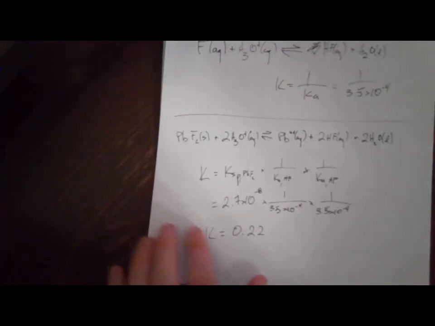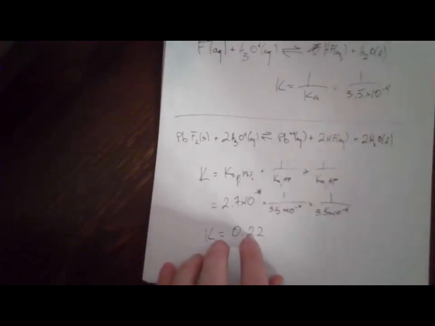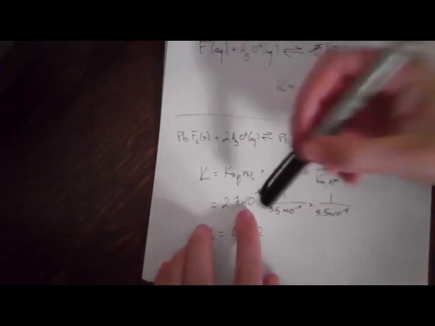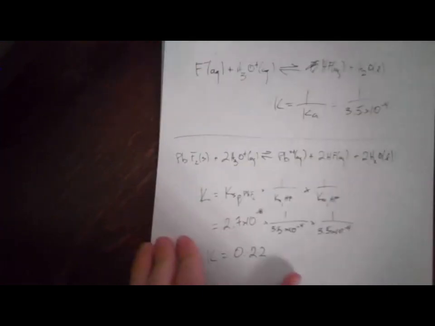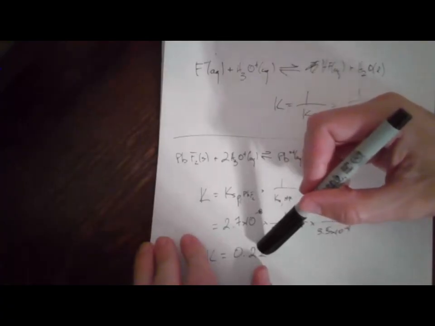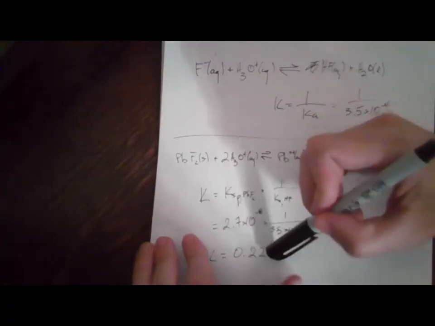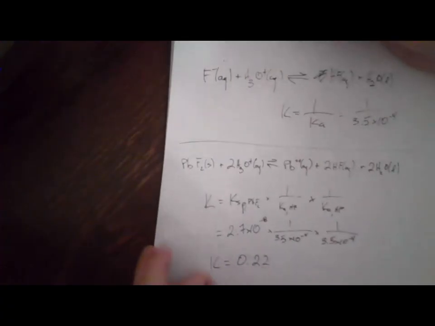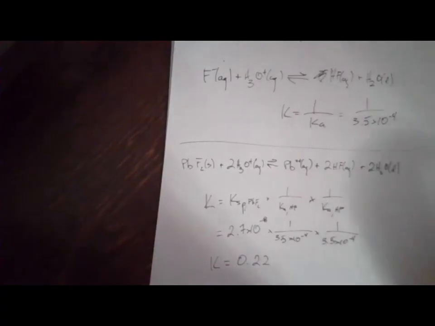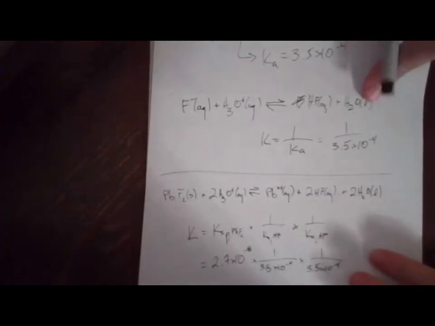And so the thing that we can see here is this is still less than 1, but you'll note the Ksp was 10 to the negative 8. So in pure water, lead 2 fluoride barely dissolves. Really low solubility, you barely get any dissolution. Now all of a sudden you're looking at 0.22. Okay. This is a much higher number. So lead 2 fluoride is much more soluble in acidic solution. All of a sudden it is possible to get the lead 2 fluoride to dissolve.